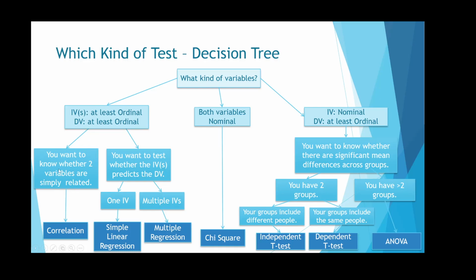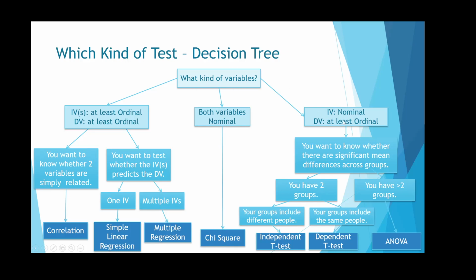If you simply want to know if two quantitative variables are related, you're going to do a correlation. If you want to test whether one quantitative variable predicts another, you're going to go here. You're going to do either a simple linear regression with one predictor or a multiple regression with multiple predictors. Now, if both of your variables are categorical, nominal, you're going to do the chi-square test of independence.